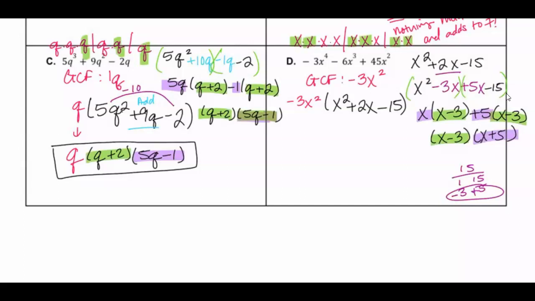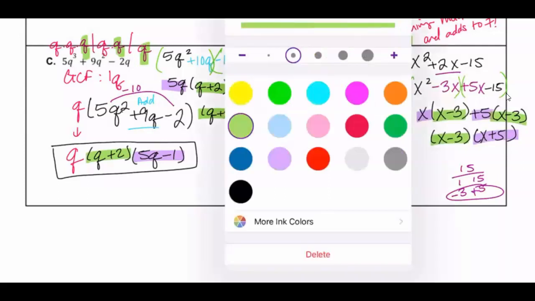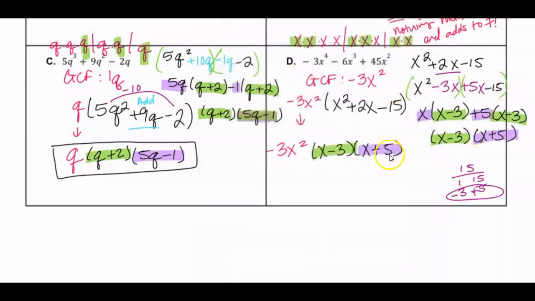Which is really nice. So I'm going to rewrite my problem, keeping the negative 3x squared. I'm then going to write my x minus 3 and my x plus 5. This is where the x plus 5 came from, and then the x minus 3. So this entire thing became this down here after we factored, and this is my answer. So not bad so far.